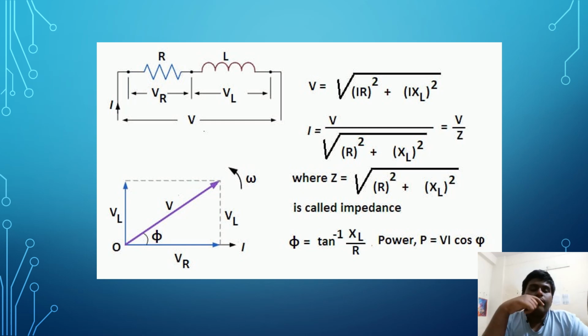And next we are going to discuss the phase difference. Phase difference is generally represented by phi, and to calculate it, we shift the vector VL to that position, and from the figure we can clearly write tan phi equals XL by R, and simply we can find the phase difference. And next, power is nothing but V into I into cos phi, where phi is phase difference.